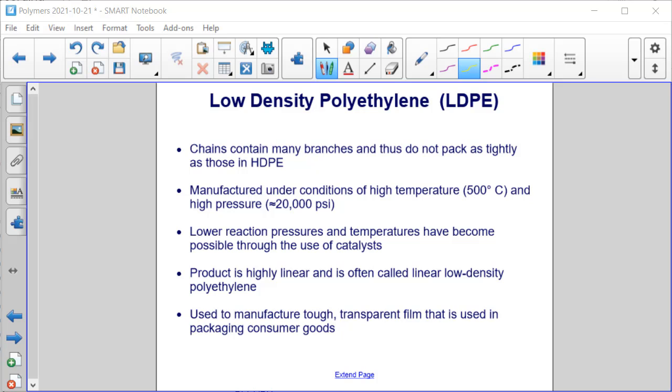It is manufactured under conditions of high temperature, 500 degrees Celsius, and high pressure, approximately 20,000 psi. Lower reaction pressures and temperatures have become possible through the use of catalysts. Product is highly linear and is often called linear low-density polyethylene. It is used to manufacture tough, transparent film that is used in packing consumer goods.